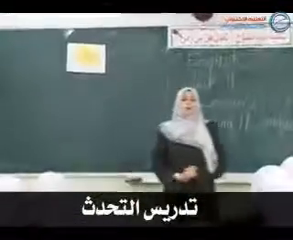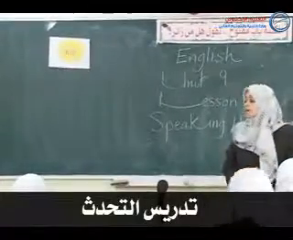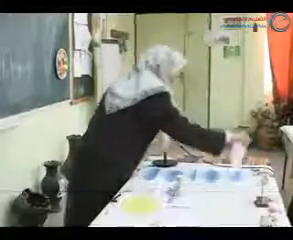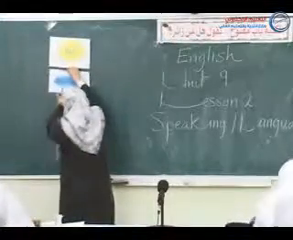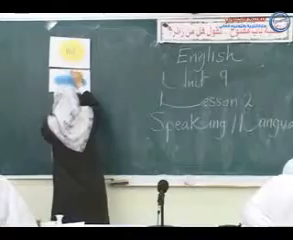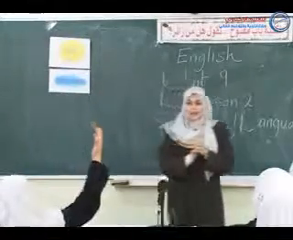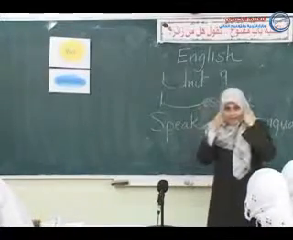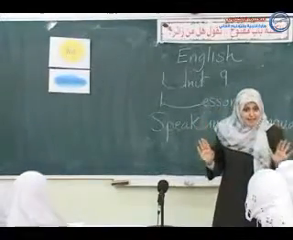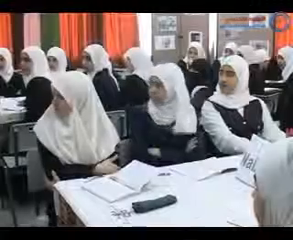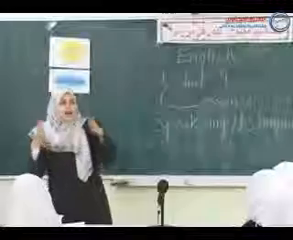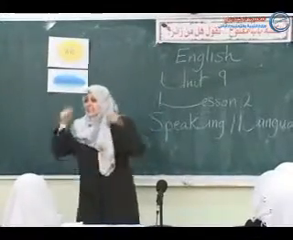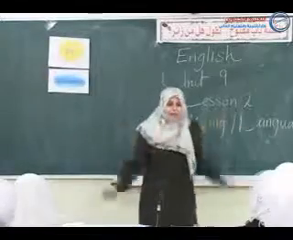The first use of will: we always use will for a quick decision. What does it mean, a quick decision? It means that there is no time to think. There is no plan. There is no time to think or to have a plan. I should act directly and quickly at the same time without thinking.